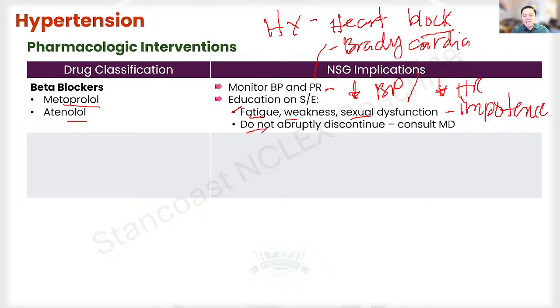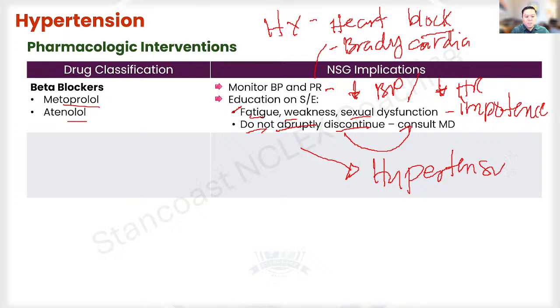Make sure that if they feel like they are developing these side effects, they do not abruptly discontinue the medication. Make sure that they first consult the medical provider before they discontinue taking the drug. All right. Now, another consideration when you are dealing with a patient that has hypertension, or let's say, for example, if they have some chronic airway limitation or maybe asthma.